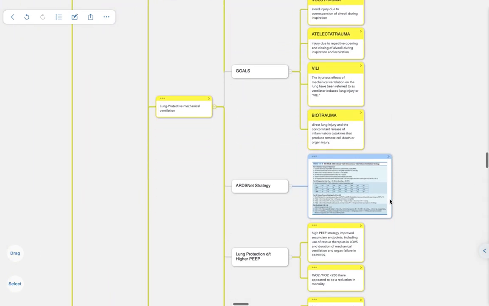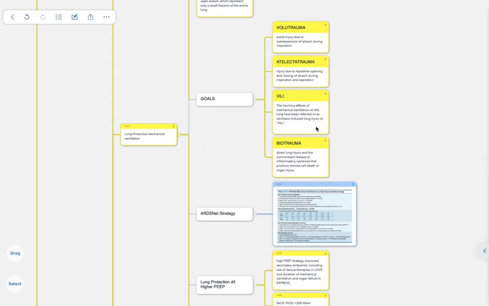Then coming to the lung protective mechanical ventilation, right? Now remember that the goal of lung protective mechanical ventilation is to prevent volutrauma, atelectrauma, and biotrauma.